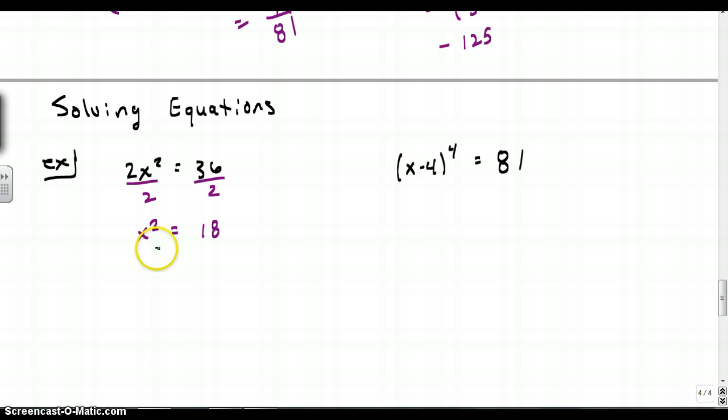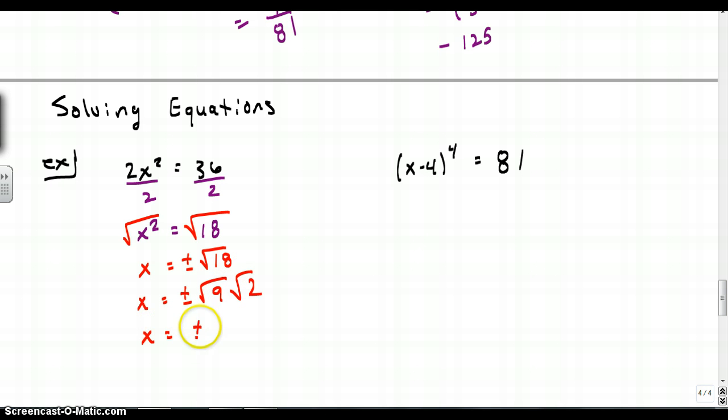And now I'm going to take the square root of both sides. This is something you have done before. This isn't new. I'm just showing you that the same process still stays. So the square root of x squared is x, and this equals plus or minus the square root of 18, which can be simplified. So this becomes plus or minus the square root of 9 times the square root of 2. So x equals plus or minus 3 square root of 2. This is something we have done before. We're going to continue this same concept over into the next example.